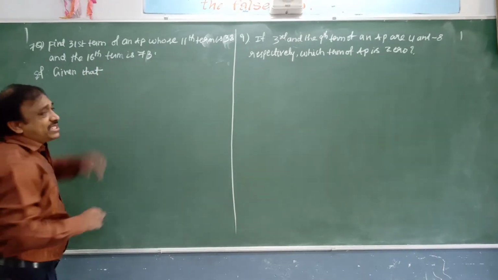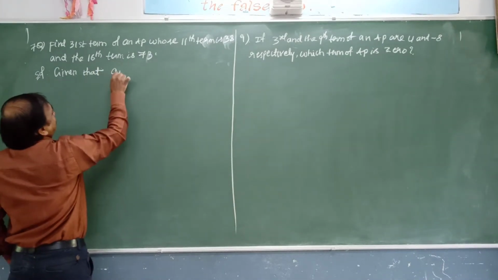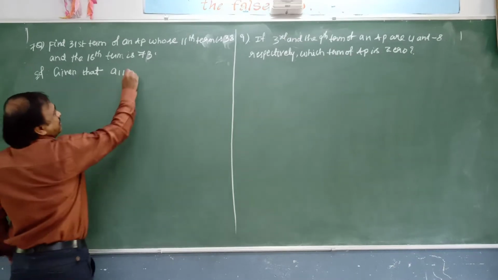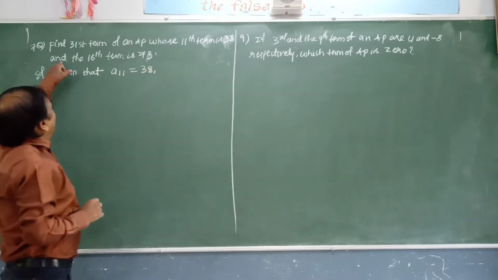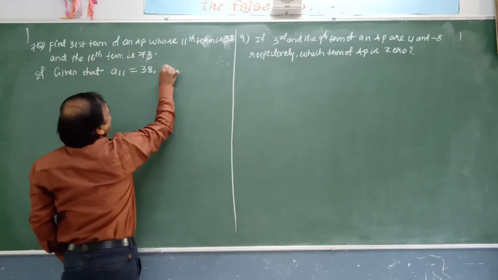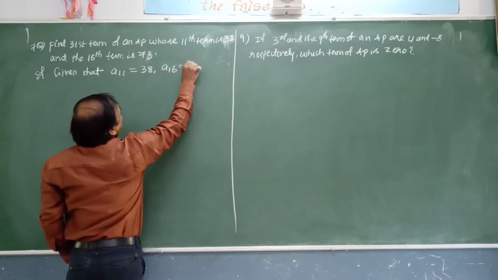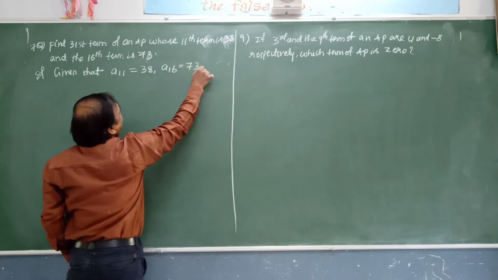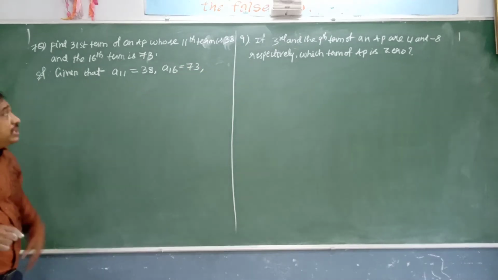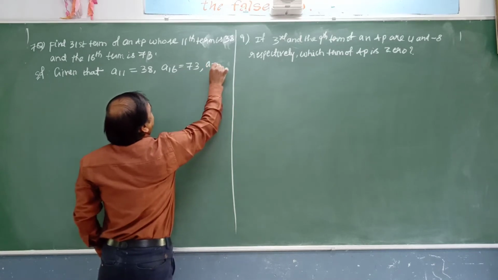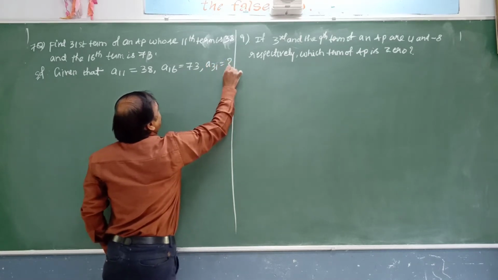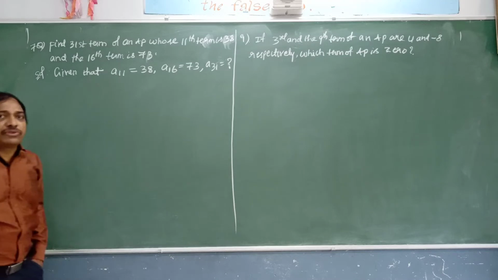whose 11th term is 38. The 11th term is A11. A11 is equal to 38 and the 16th term, that is A16, is equal to 73. These are given, and what we have to find out? We have to find out the 31st term. A31 is equal to question mark. That we have to find out.